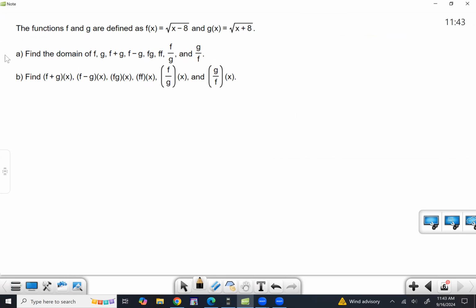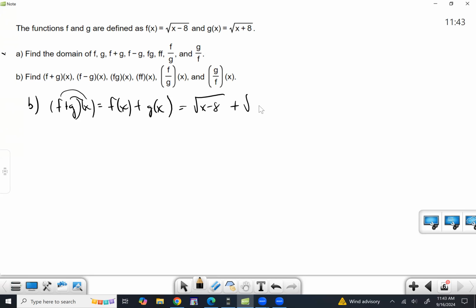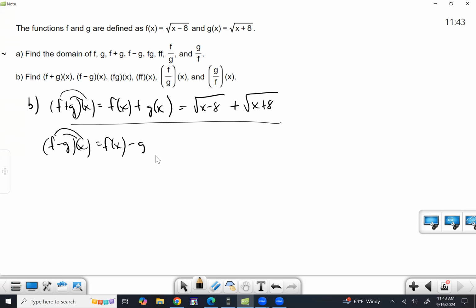Okay. So for part B, f plus g of x. Remember, the x goes with both. So that means f of x plus g of x. So we're going to take f, and then we're going to put a plus sign between it and g. And that's it for that one. Now for f minus g of x, it's almost identical. The x still goes with both. But instead of there being a plus sign between them, there's just going to be a minus sign between them.